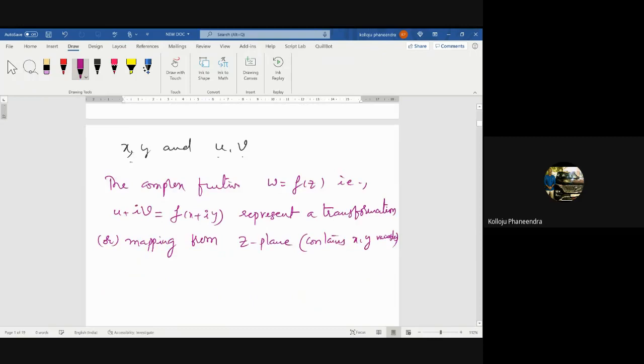From the z plane to, this is called the w plane. W plane means it contains u comma v variables. So the complex function w equal to f of z, or u plus iv equal to f of x plus iy, represents what? It is a function or a mapping or a transformation from where to where? From the z plane to the w plane.